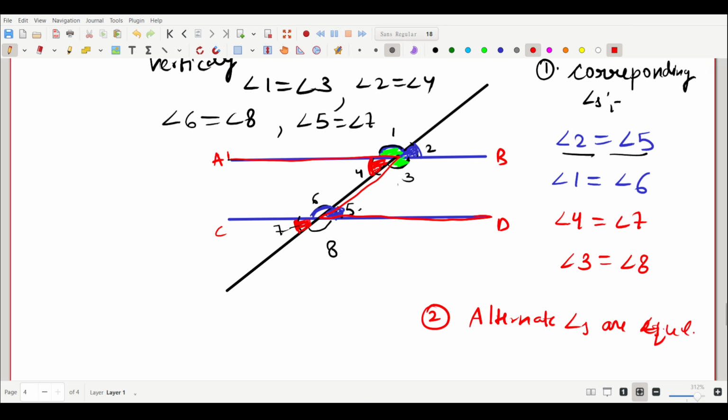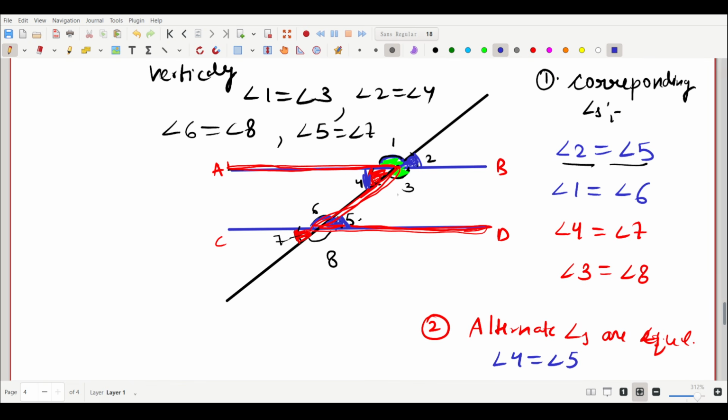Since I have highlighted the Z path, you can see the Z shape in the figure. In the different diagrams that they will give you in questions, you have to identify the Z shape. Wherever you can identify a Z shape, alternate angles will be equal. Alternate angles means opposite angles. So angle 4 is opposite to angle 5. That means angle 4 is equal to angle 5, by the property that alternate angles are equal.